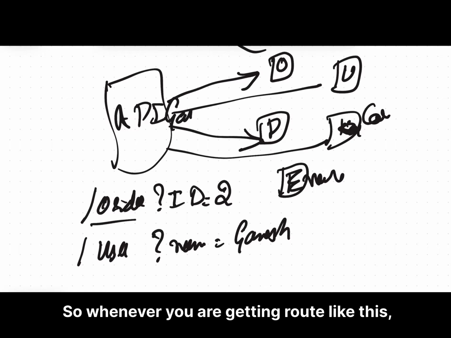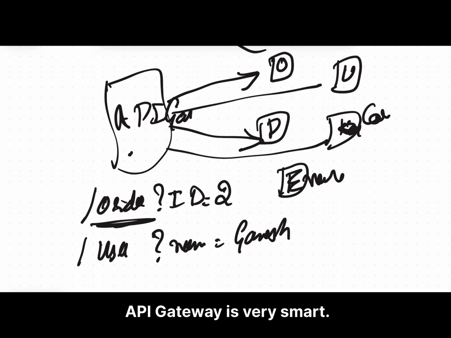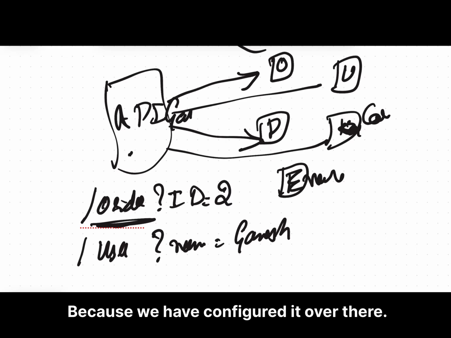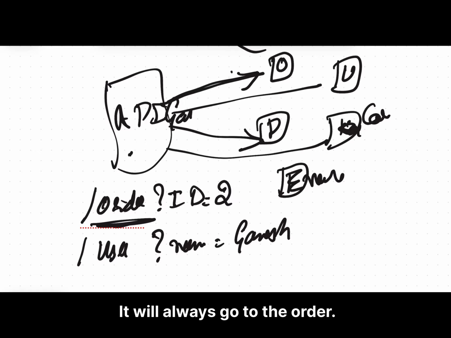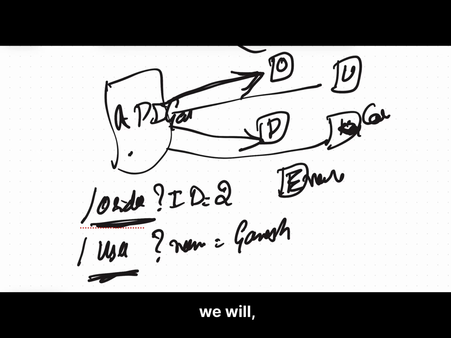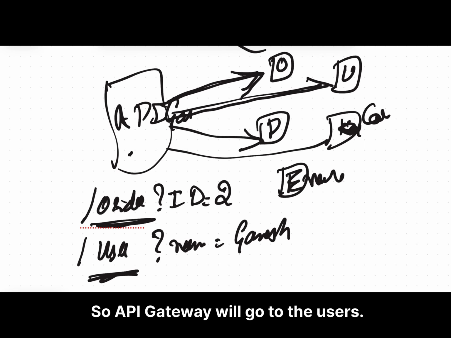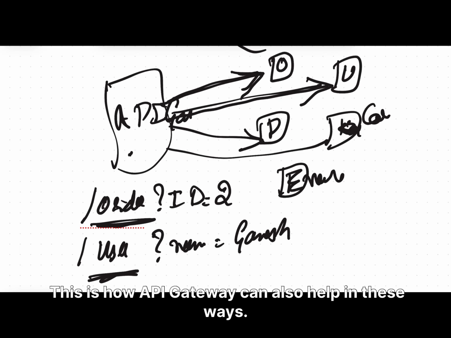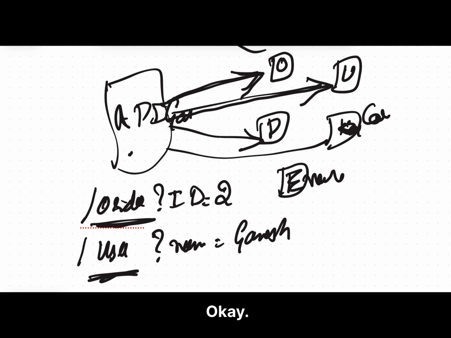So whenever you are getting a route like this, API gateway is very smart because we have configured it over there. It will always go to the order. And whenever we get user, as I told you, we would have configured it very well, so API gateway will go to the users. This is how API gateway can also help in these ways.